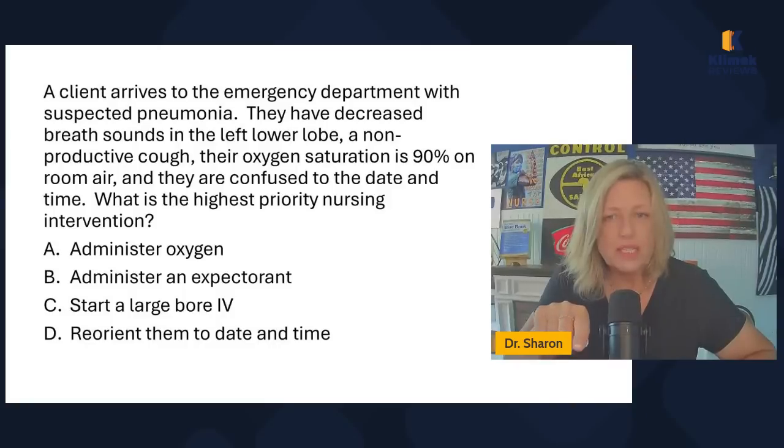Administer an expectorant. Expectorant is for the non-productive cough. Okay, so that's an objective. We'll assume the non-productive cough is an objective finding. So fine, start a large bore IV. There's nothing specific there that's addressing. I'm not saying I wouldn't start a large bore IV, but there's no specific finding in the question that I'd start it for. So I'm going to not have that be my first thing. Starting a large bore IV is not going to be my first thing.